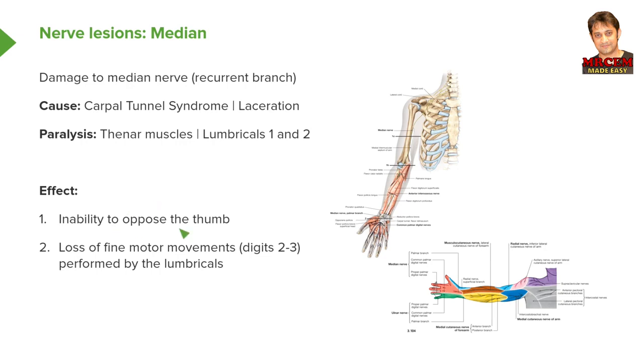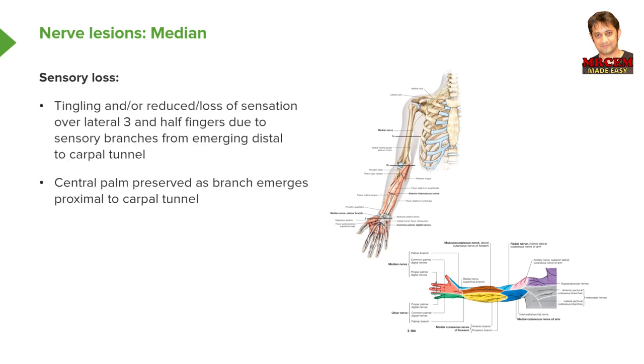Because of that, you have an inability to oppose the thumb, and you lose the fine motor movement that is possible via the lumbricals with digits 2 to 3. So loss of fine motor movements of the lumbricals. And we can see that here. We see the lumbricals will be damaged, and we see the thenar eminence here will be damaged due to damage to the recurrent branch of the median nerve.